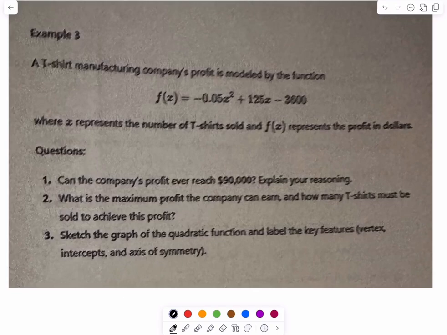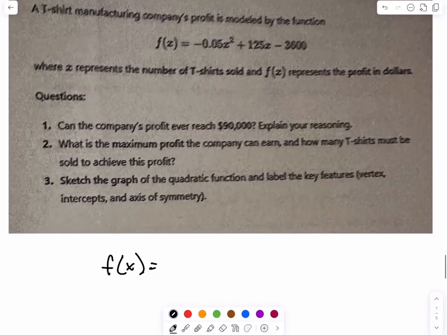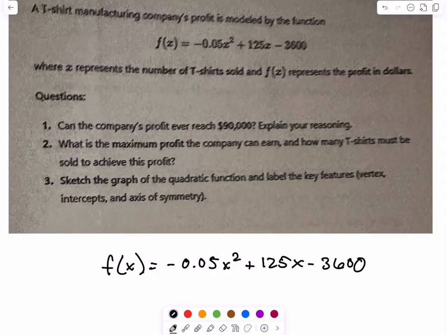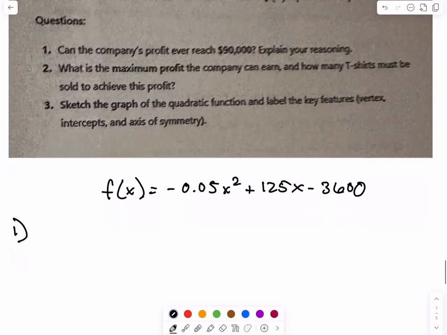Give me just a moment. Okay. So let's get a copy of the original. So we have this f of x equals 0.05x squared... it looks like 125x minus 3600. And for the first question, if this function models the profit and we want to know if the profit can ever be 90,000, then we'll just set this equal to 90,000.